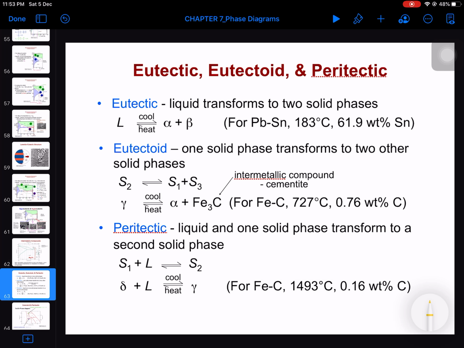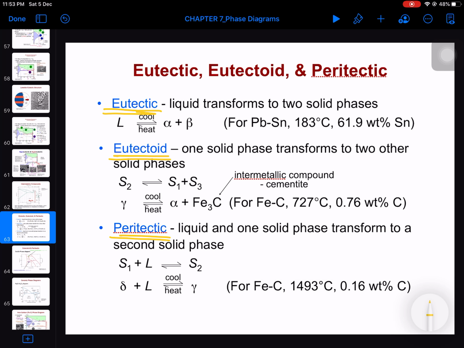Instead of eutectic, we have other reactions that can exist on a phase diagram. We can also have eutectoid. Eutectoid occurs when one solid phase transforms to two other solid phases. We'll be looking at this further later on, in the iron and iron carbide phase diagram. And then we have a peritectic reaction. The peritectic reaction is when we have liquid and one solid phase transform to a second solid phase.